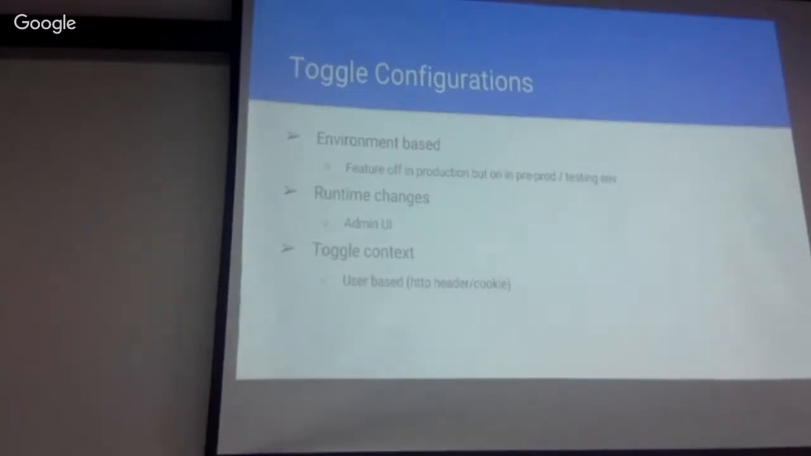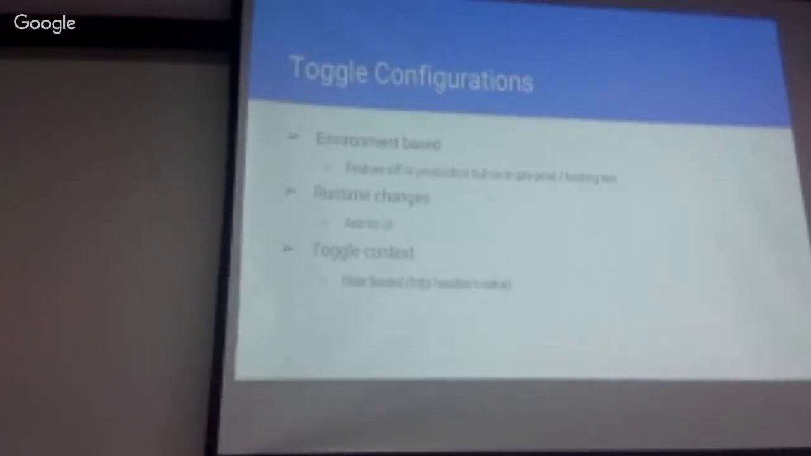So how do we make these toggles, right? What are the different ways that I can bring up toggles? So I could configure toggles to be environment specific, right? For example, a feature would be off in production, but it would be on in any other environment, say pre-prod or release or testing, right? So based on environment, I could make the toggle config differences. Or I could make runtime changes, like if I want to use an admin UI, I could use an admin UI to control whether the toggle is switched on or switched off.